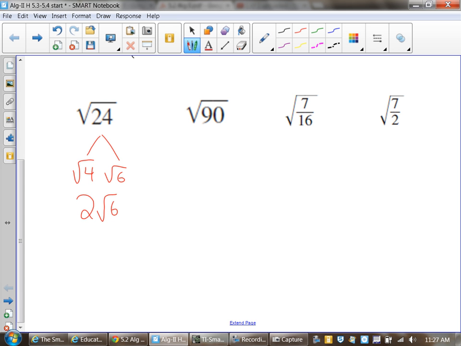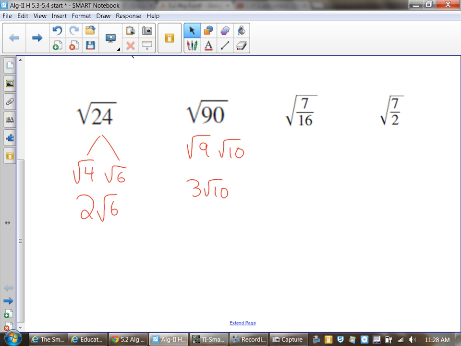Okay? Same idea as I'm looking at 90. What's the largest perfect square that goes into 90? 9. The square root of 9 and the square root of 10. What's the square root of 9? 3. So this would simplify out to be 3 root 10.